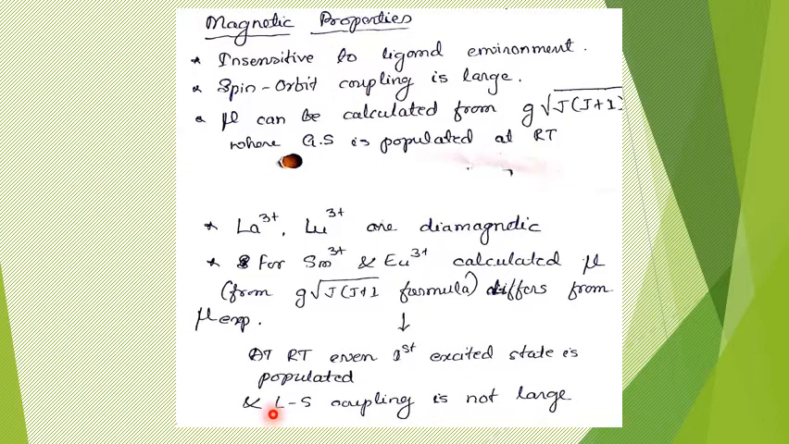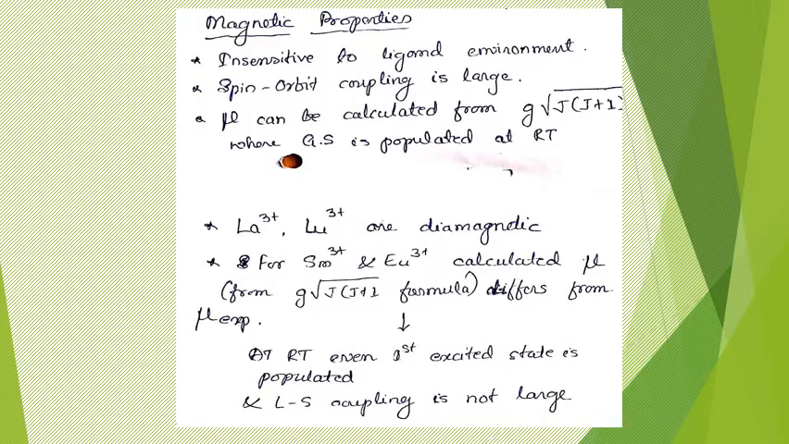And even in this case, LS coupling is not large. This formula can be adopted when LS coupling is sufficiently large. So when LS coupling is there, only then can we go with this formula. If LS coupling is not there, then other formulas are there. So in this case, LS coupling is also not large. Because of this reason, this formula will not yield good results in the case of samarium 3 plus and europium 3 plus ions. Okay, there are a good number of questions.